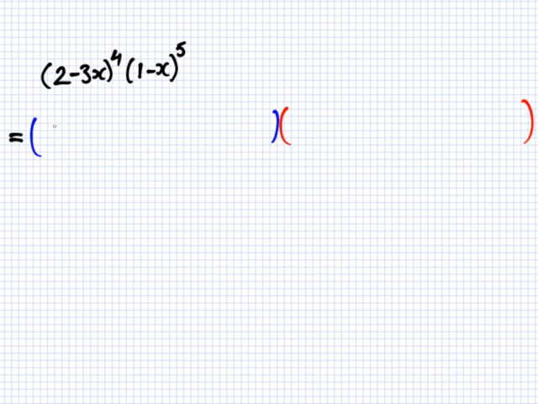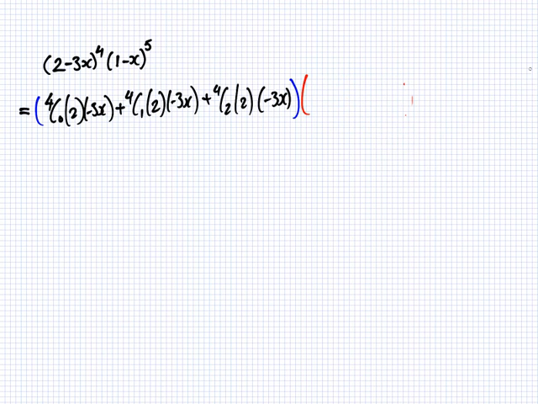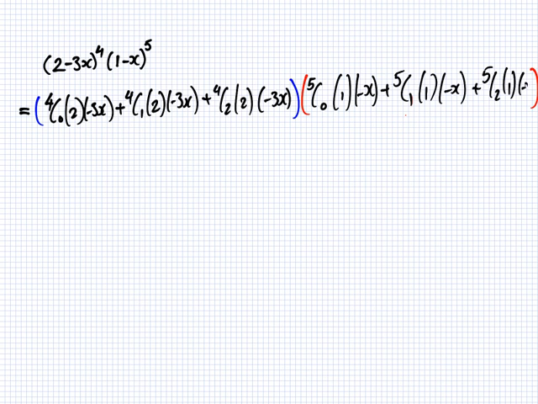Right, so the first one here will have a 4C0, a 2 and a minus 3x. I'm going to run out of space. Next there'll be a 4C1, a 2 and a minus 3x. Next, a 4C2, a 2 and a minus 3x. And close and open. So there'll be a 5C0, a 1 and a minus x, then a 5C1, a 1 and a minus x, plus a 5C2, a 1 and a minus x.